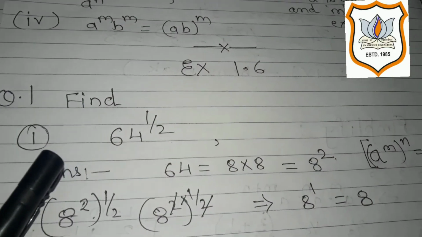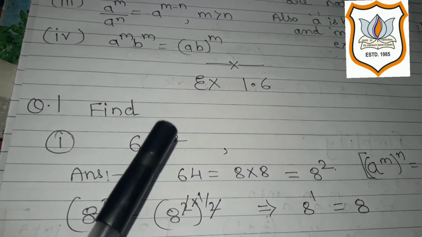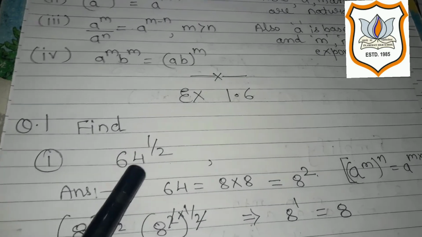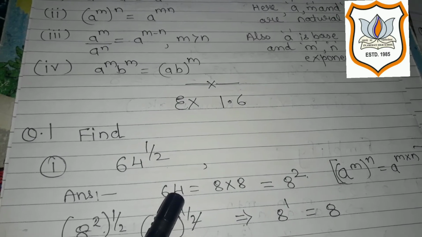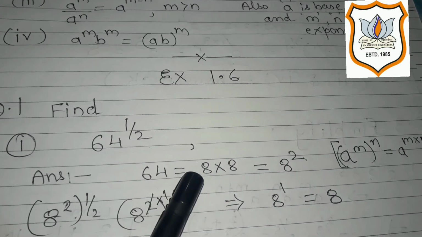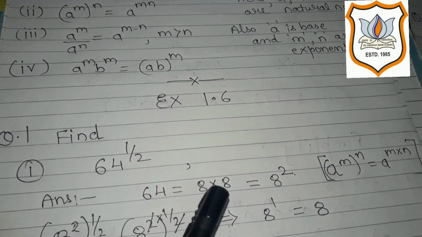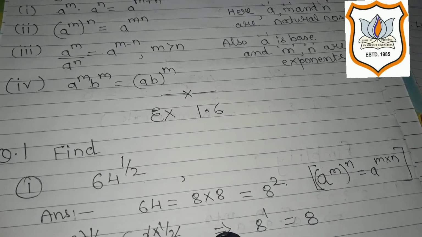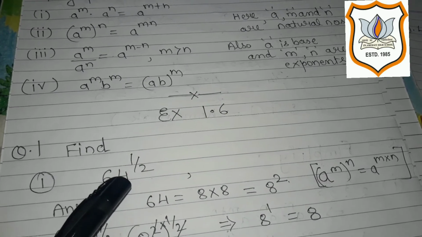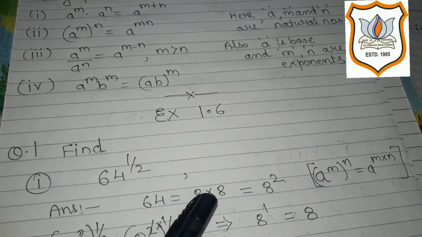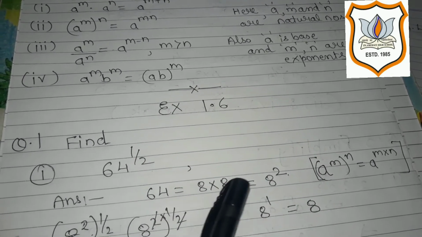Okay students, exercise 1.6, question number 1, find the values. Very first question is 64 to the power 1 upon 2. Here 64 is the base value. And we can calculate 64 in many terms. Like we can calculate 64 in terms of 2 with the help of finding their factors, in terms of 4, in terms of 8, in terms of 16 also. But here to simplify this sum, we need 64 in terms of square. So we have selected 8 as the number, as we know that 64 is square of 8.